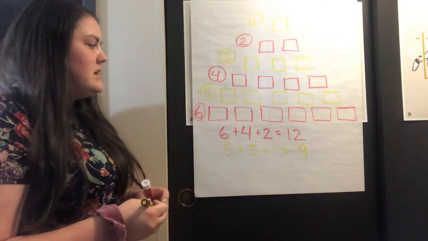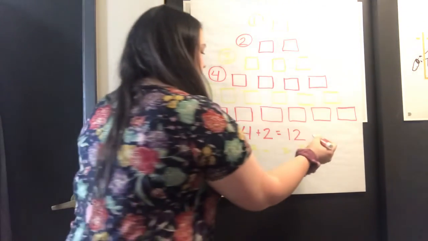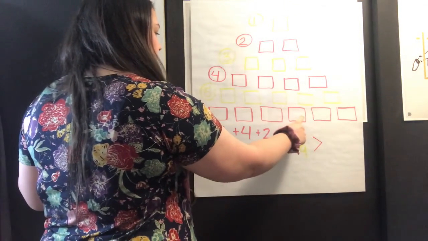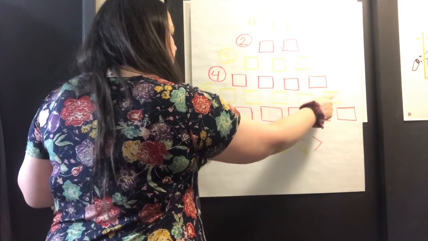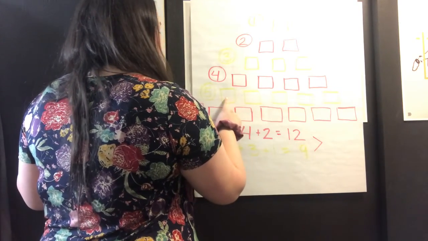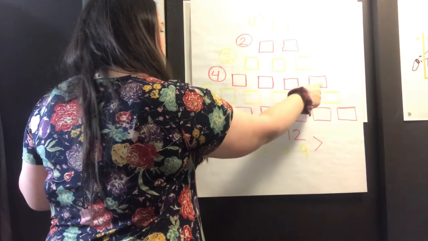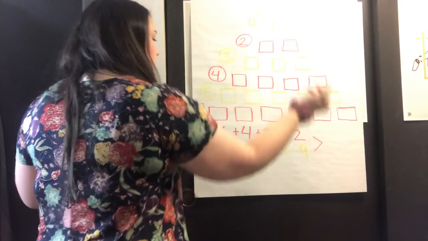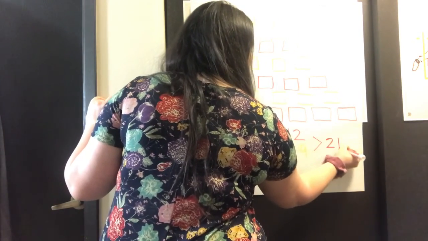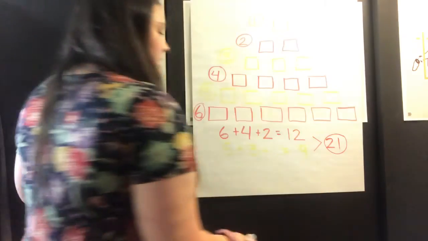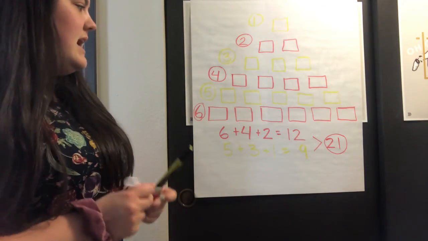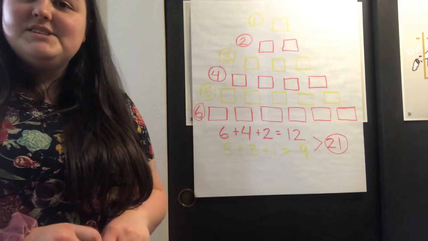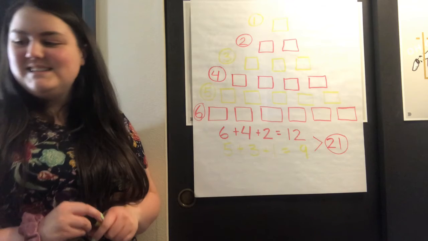So how many squares are there all together? 12 plus 9. 1, 2, 3, 4, 5, 6, 7, 8, 9, 10, 11, 12, 13, 14, 15, 16, 17, 18, 19, 20, 21. There are 21 squares. There are 12 red squares and 9 yellow squares. Let's watch the very last video and see if we're right.